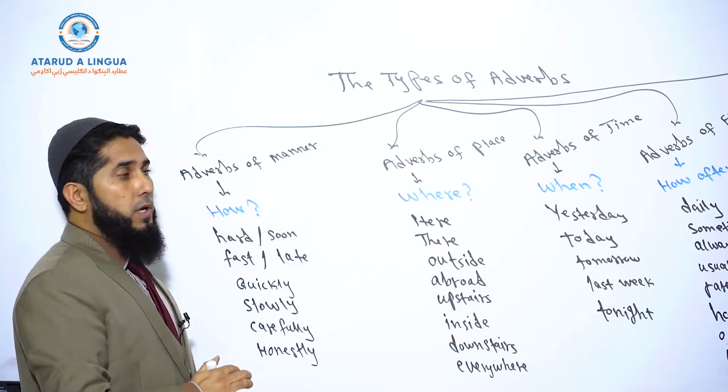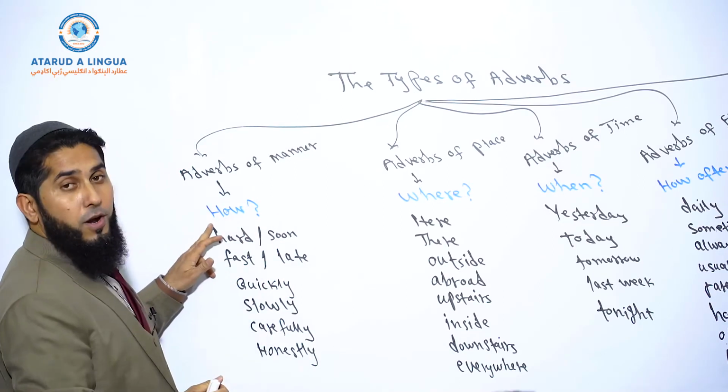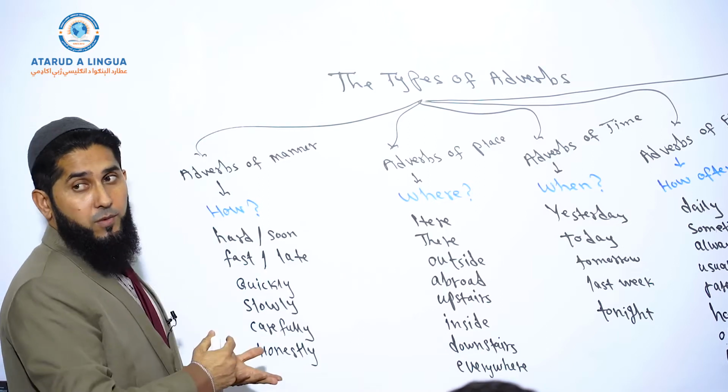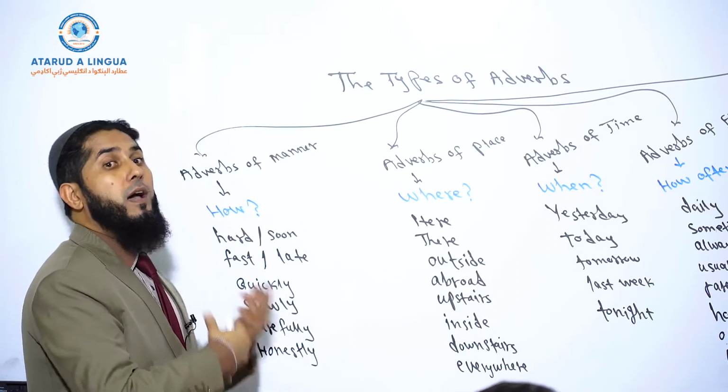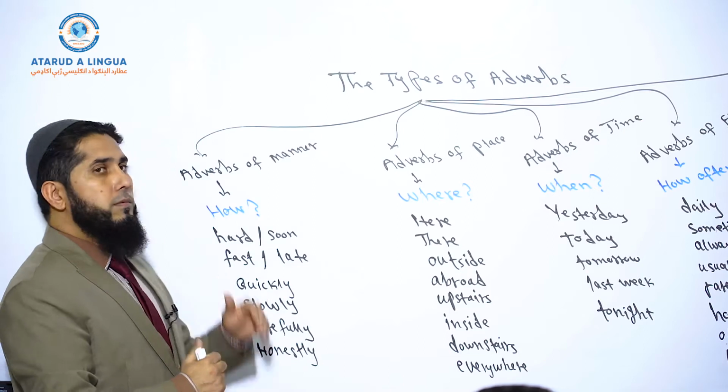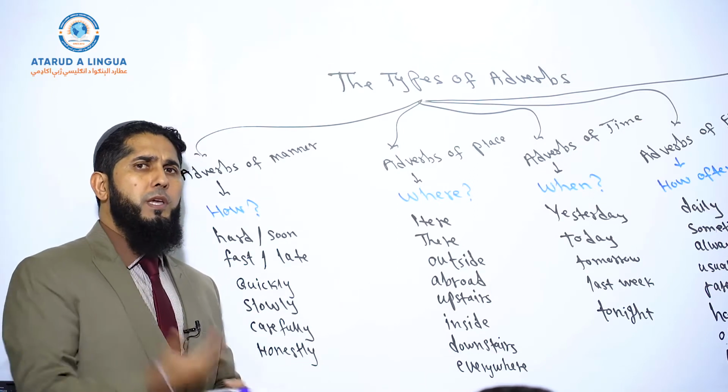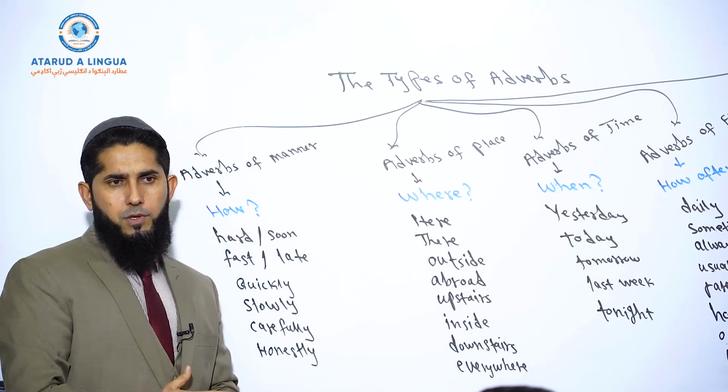For example, how does he work? He works hard. It's a one-syllable adverb. So we cannot say hardly, okay? How did he come to the classroom? He came to the classroom soon, okay?